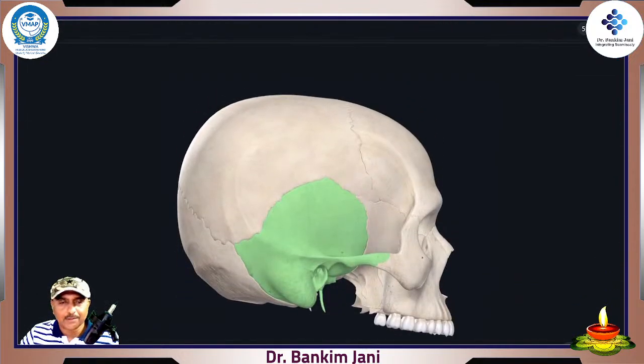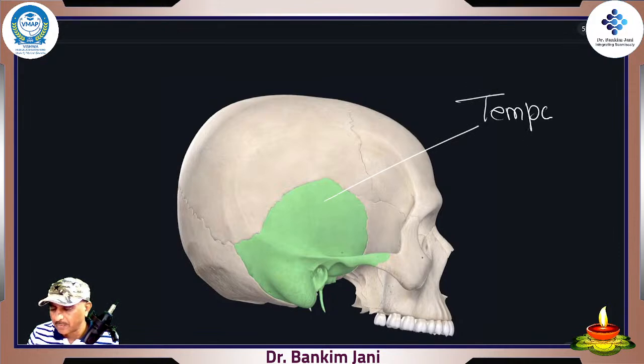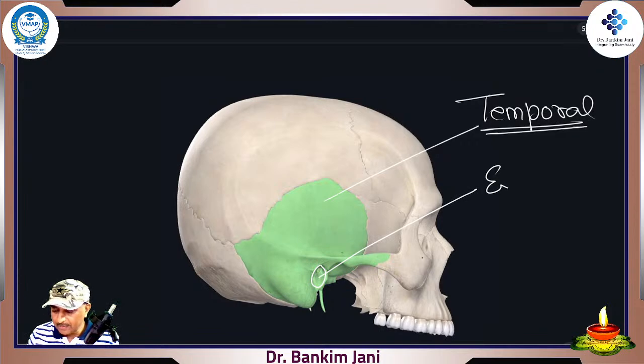Here it is, a very gentle bone, right? A very simple, plain bone, the temporal. But very important. This bone, over here, this is the external acoustic meatus.